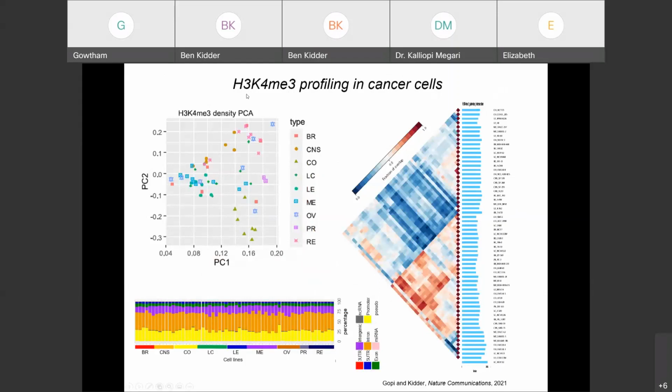We also looked at active promoter profiling through H3K4 trimethylation profiling. And this principal component analysis really demonstrates that there's varying heterogeneity between different cancer types. So we can see the green triangle represents the colon cancer, which tends to be more clustered together relative to, for example, breast cancer, which tends to be more scattered. So this could indicate there's potentially more heterogeneity in some cancer types versus another.